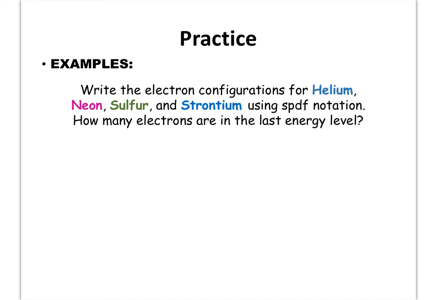All right, so now we're going to try some more examples here. I want you to write me the electron configurations for these 4 elements: helium, neon, sulfur, and strontium, using the SPDF notation. So take a few minutes here, do this. Don't forget to answer this last question: how many electrons are there in the last energy level for each? Okay, so you can take a few minutes here, do this, pause the video, and then when you're ready to see how you did, resume.